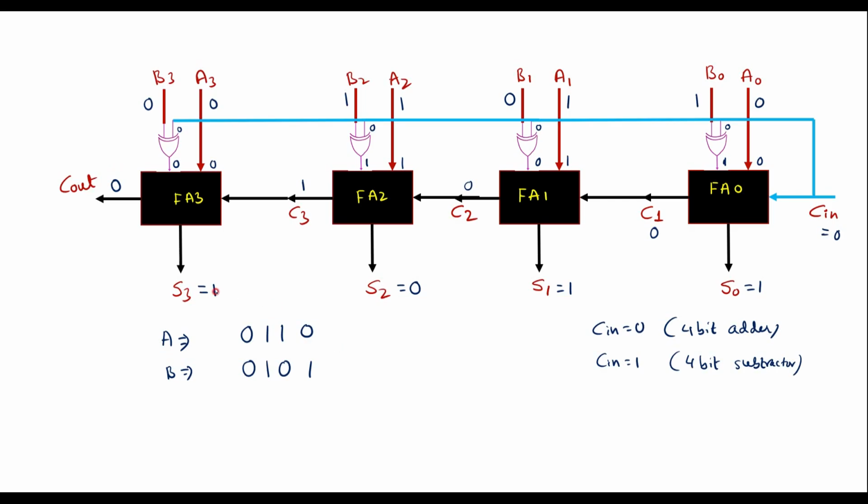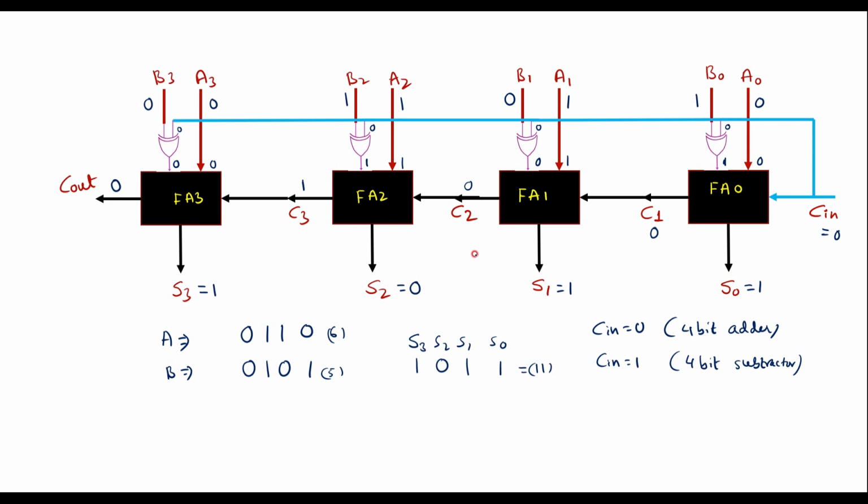So now the result is 1, 0, 1, 1. Result is, that is S3, S2, S1, S0 is 1, 0, 1, 1, which is nothing but 11. That is, here we have 6, this is nothing but 5, and 6 plus 5 is nothing but 11. So now we can say that this circuit is perfectly working as 4-bit adder.